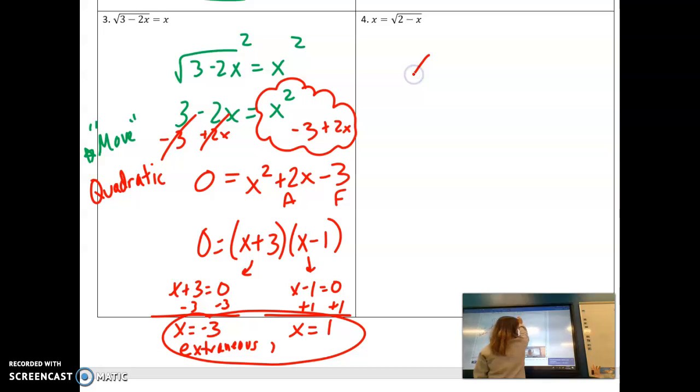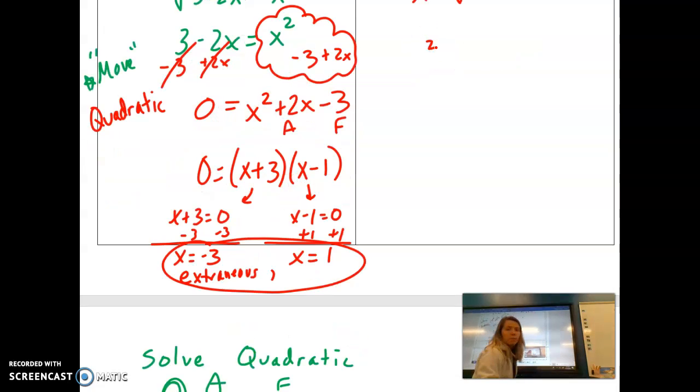So we have x equals the square root of 2 minus x. So then, how do I solve this? Well, I need to get rid of the square root. How do I get rid of the square root? Well, same thing. There's nothing on the outside, so I can jump straight into squaring it.